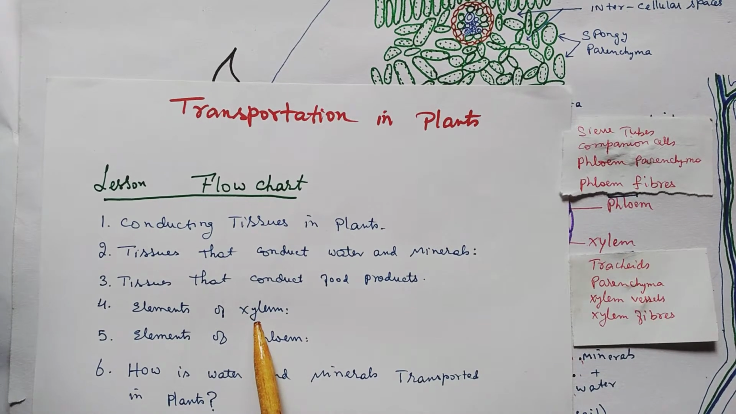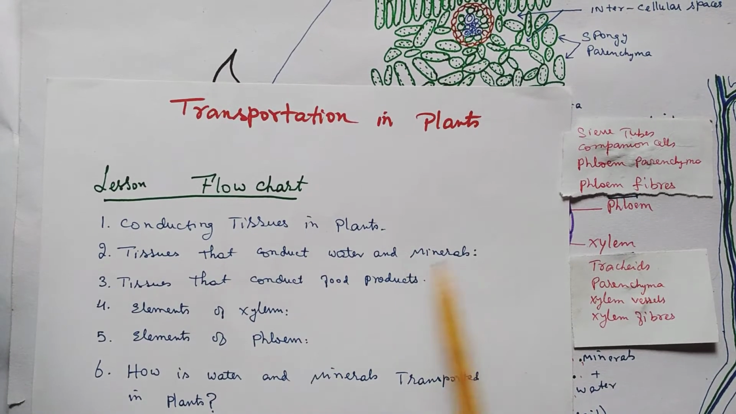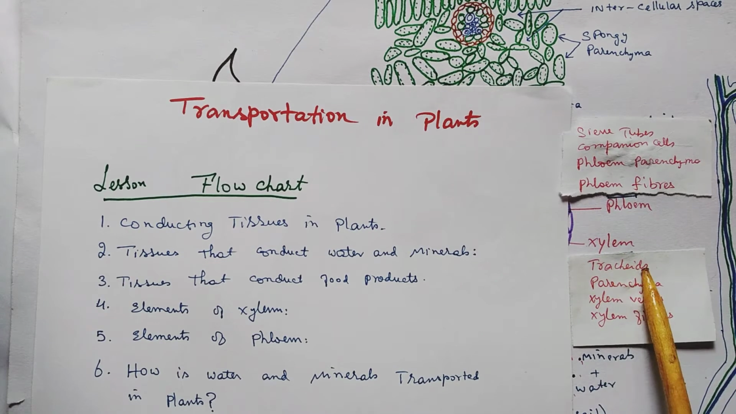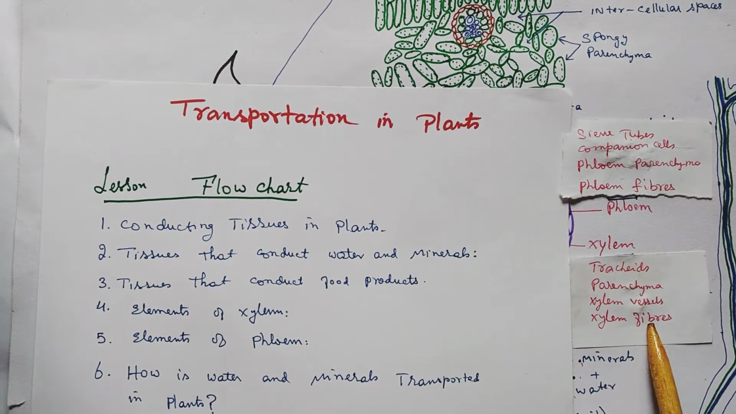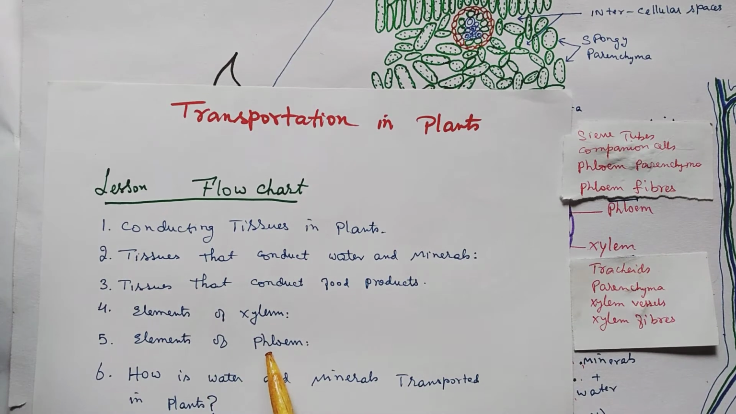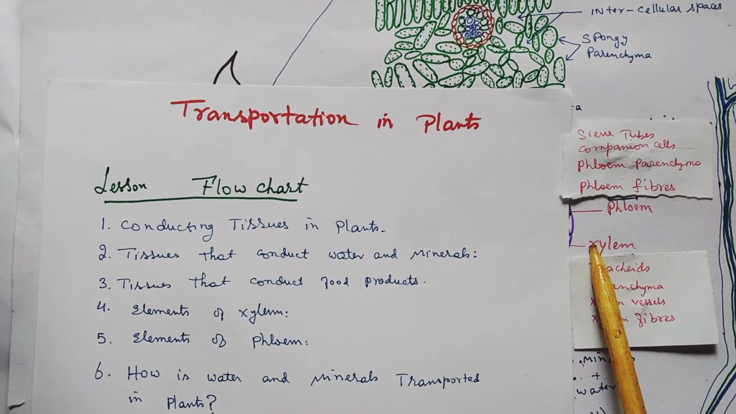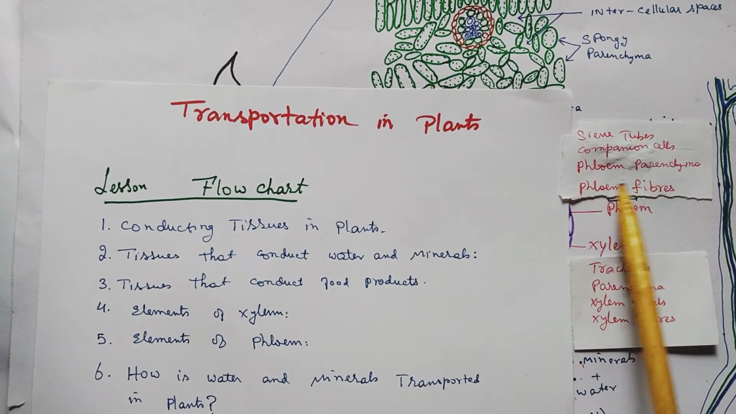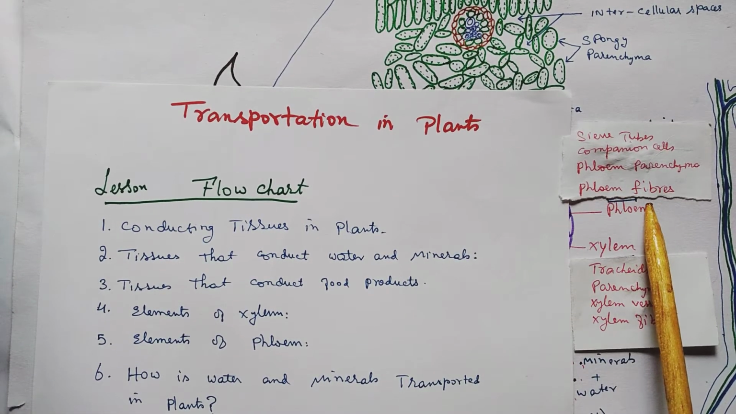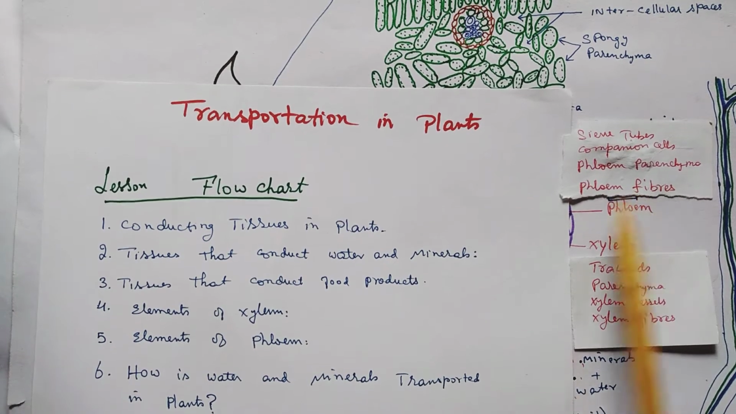What are the different elements of xylem? There are 4 elements of xylem: xylem tracheids, xylem parenchyma, xylem vessels, and xylem fibers. What are the elements of phloem? Elements mean the cells. The cells of phloem are 4 types: sieve tubes, companion cells, phloem parenchyma, and phloem fibers.